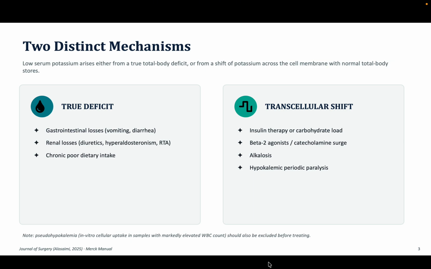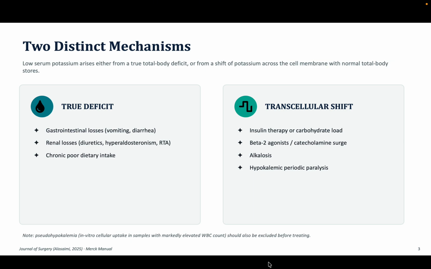Discussing the mechanism of hypokalemia, low serum potassium arises either due to a true total deficit of potassium and/or from the shift of potassium across the cell membrane into the cell itself, leading to a deficit in the extracellular space.